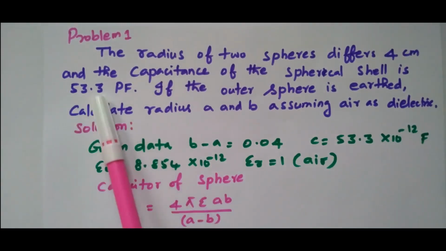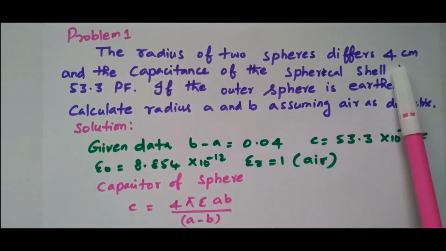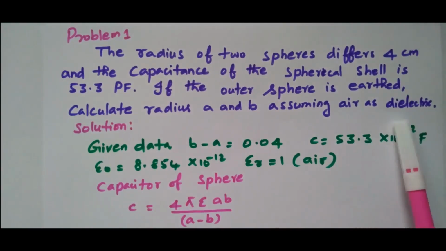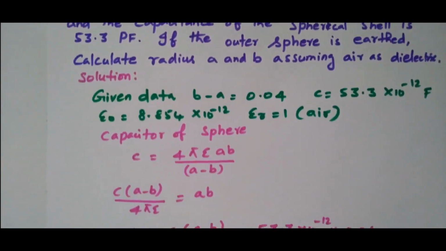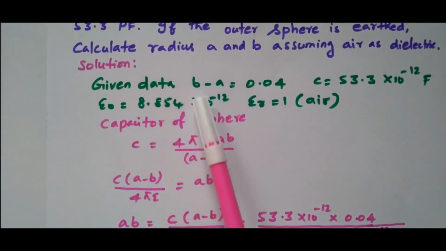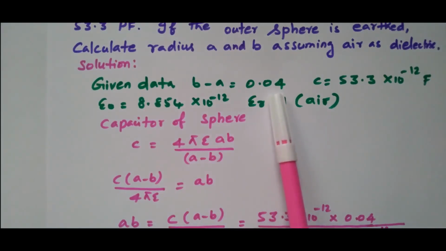So the capacitance value is given. The A and B values are not given, but the difference between A and B values is given as 4 centimeter. Now we need to assume air dielectric. So with this given data, we need to find the inner radius and outer radius A and B, right? So first we will see the given data. The difference between these two is B minus A equal to 0.04, 4 centimeter. While converting into meter, 4 into 10 to the power minus 2, that is nothing but 0.04 meter.